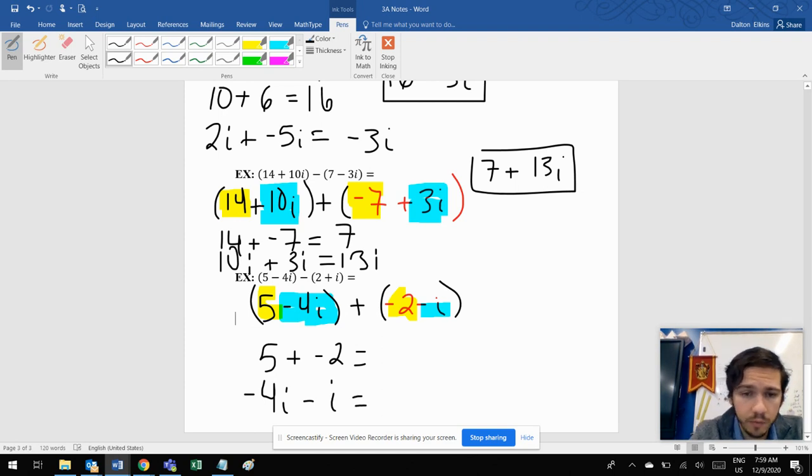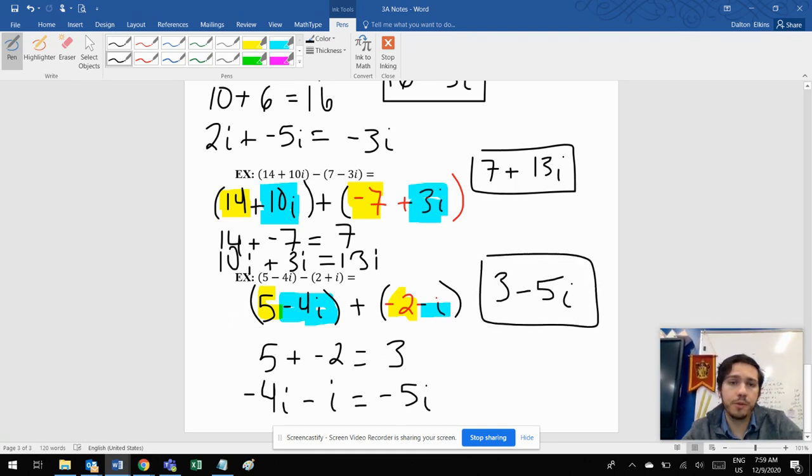5 plus negative 2, do that in Desmos, is 3. And then negative 4i minus i is minus 5i, for a total of 3, and then minus 5i. So that is how we add and subtract with complex numbers. One part is real, one part is imaginary.